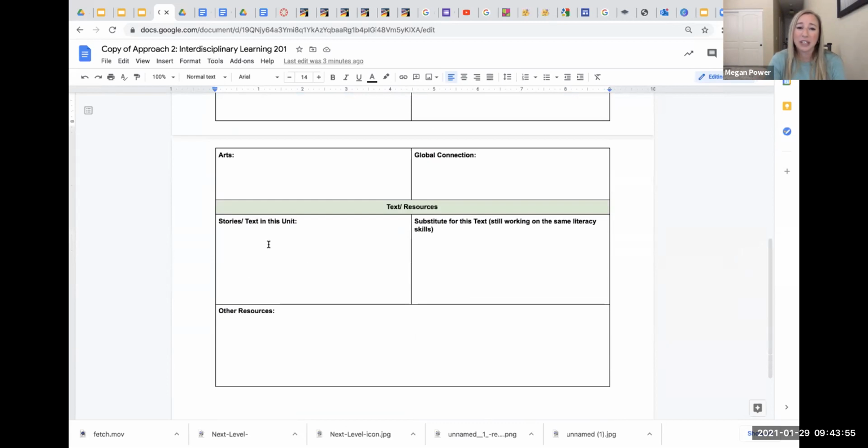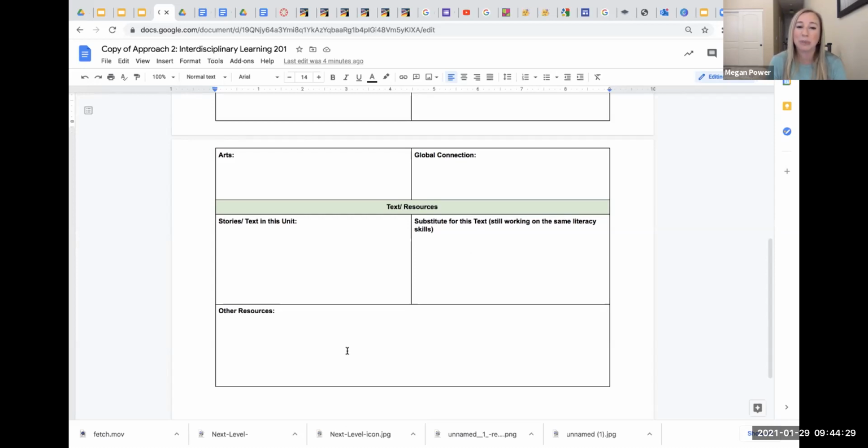And then down over here on this planning doc is where you can put what are the stories or texts in that unit, that benchmark unit. Some of those stories, or many of them, might work great and be really helpful for teaching that content, and some of them might not. So where might you substitute out that text? You're still working on those same literacy skills, identifying main idea or comparing and contrasting, whatever those skills are. But what text could you substitute to connect more with science and social studies?